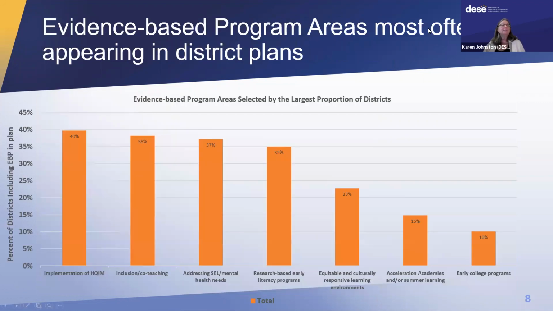And then we just wanted to give you a sense. Another thing we can see is that the evidence-based program areas that districts see as most important in terms of gap closing for them. 40% of districts are focusing on implementation of high-quality instructional materials, inclusion co-teaching, addressing SEL and mental health. And we have that information for all 21, but wanted to highlight for you today some of the ones that are most prominently selected by different districts.